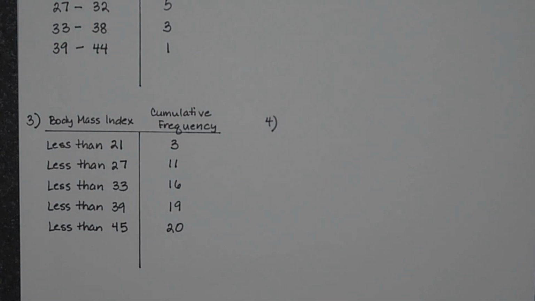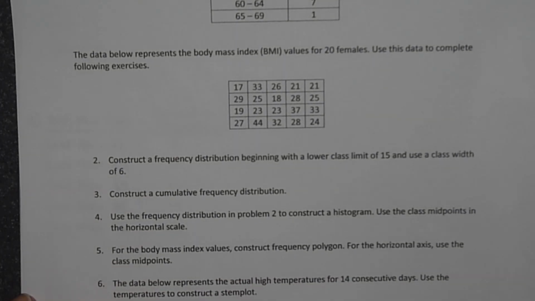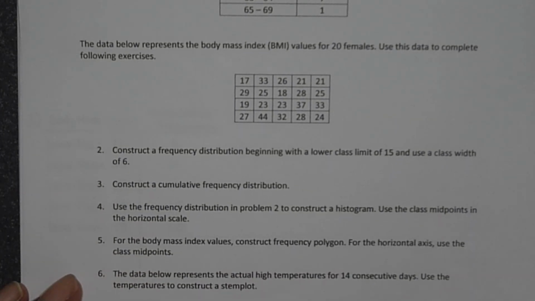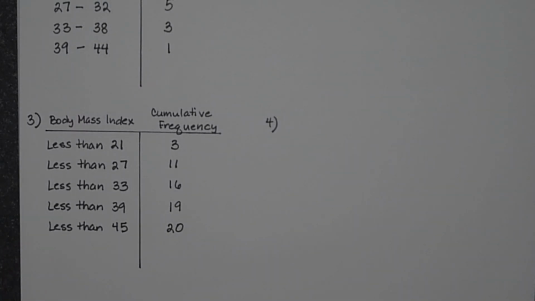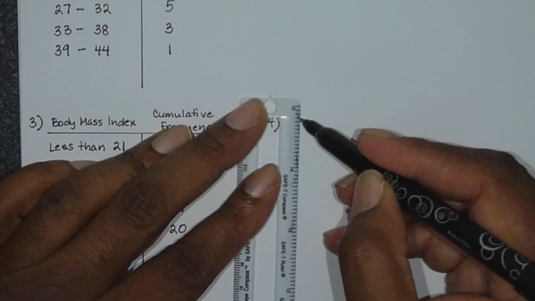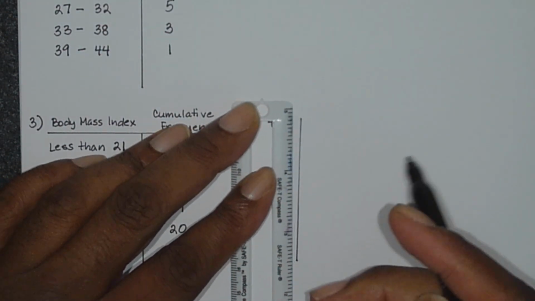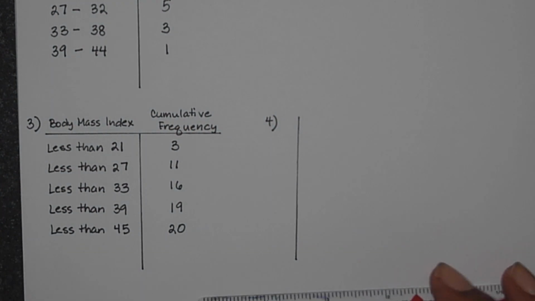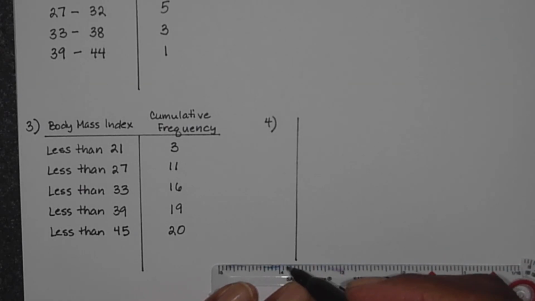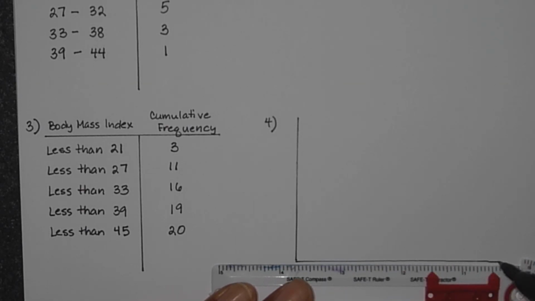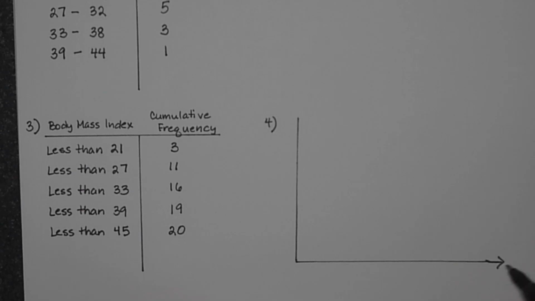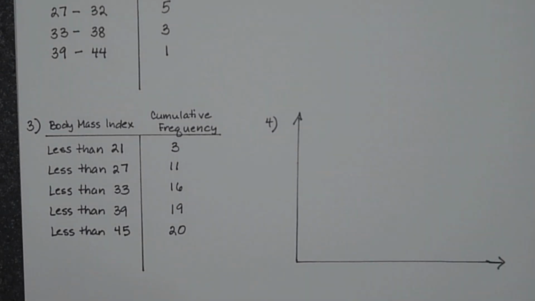All right, number 4. We're going to use the frequency distribution in problem number 2 to construct a histogram. And we're going to use the class midpoints in the horizontal scale. Okay. So in my opinion, the class midpoints would be best to use. Okay, so here's my horizontal and vertical axes.